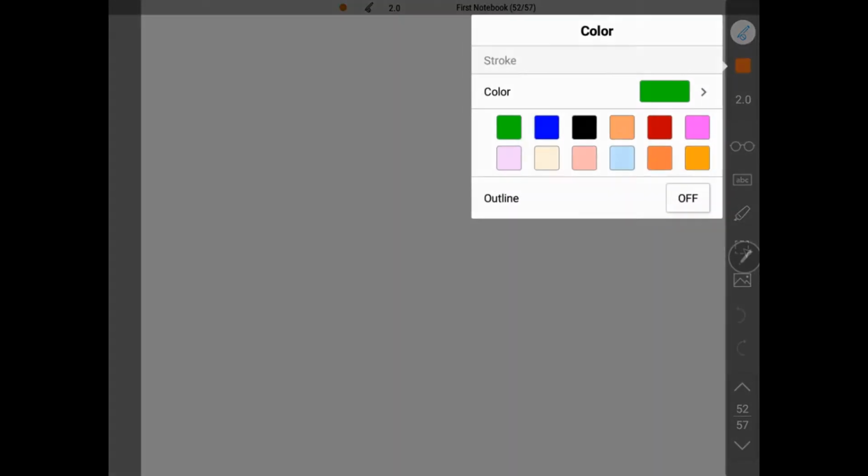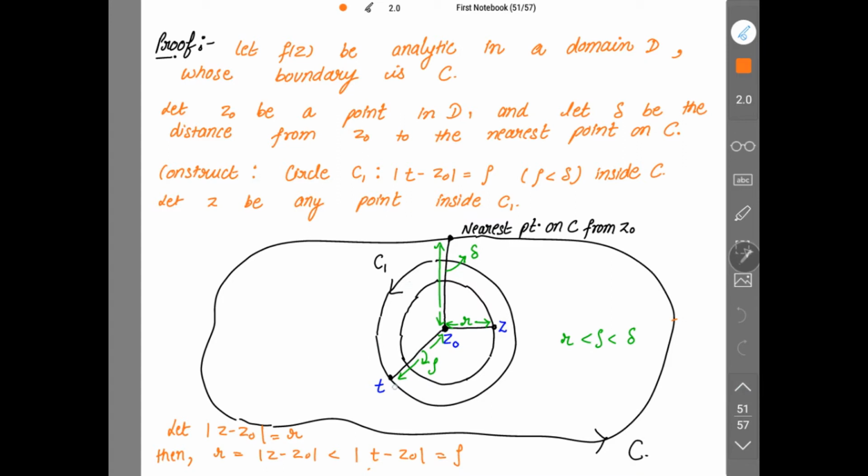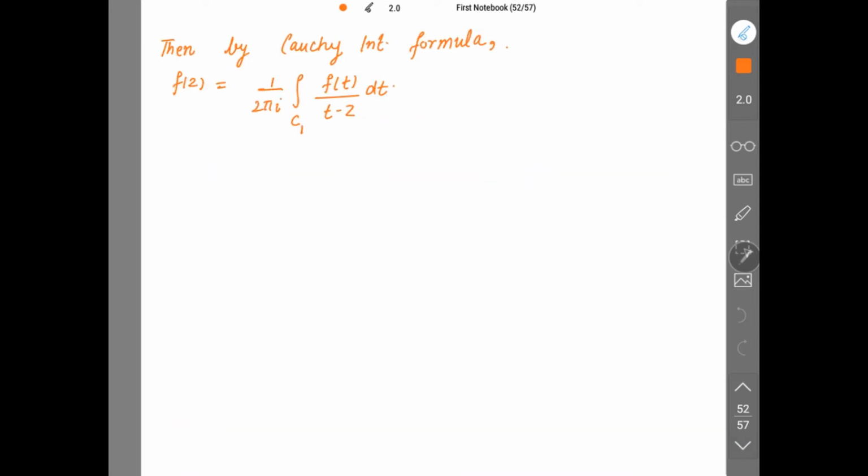So let's start. As z is any point inside C1, by Cauchy's integral formula, f(z) is equal to 1 over 2 pi i integral over C1 of f(t) over (t minus z) dt. See, on C1 the points are of the form t. That's why the integration will be for t only. And also we have mod of (z minus z0) as r, and r is less than rho.